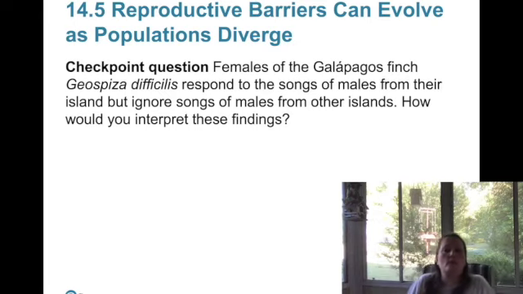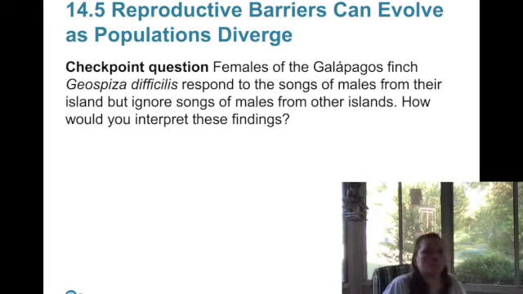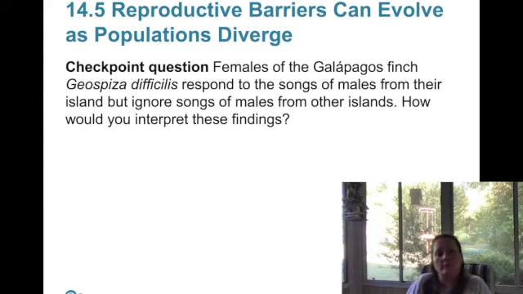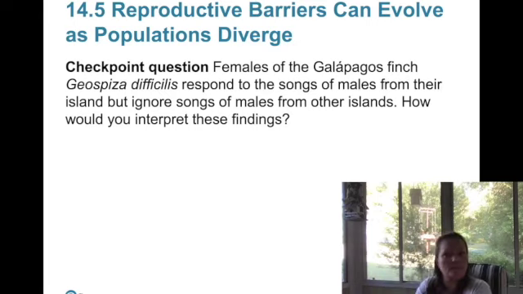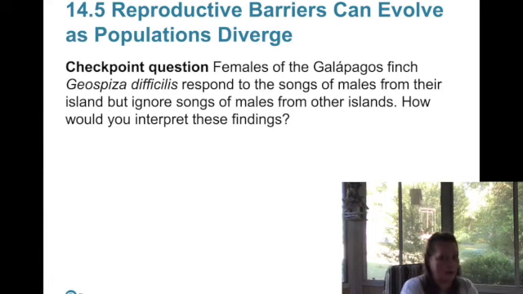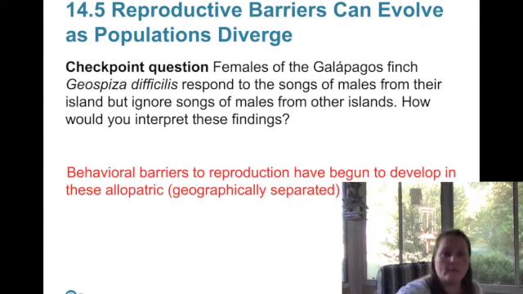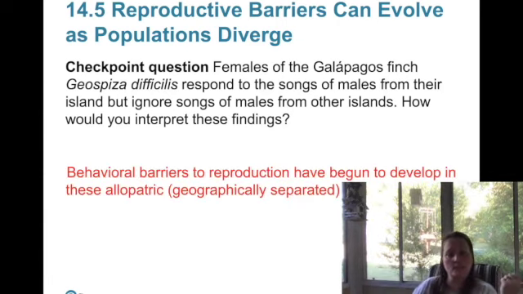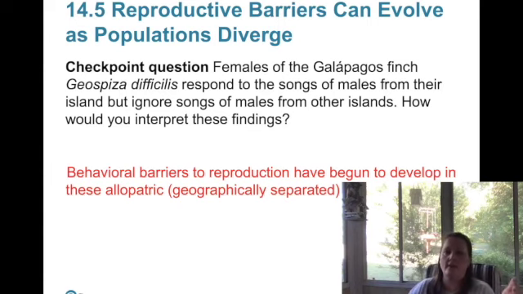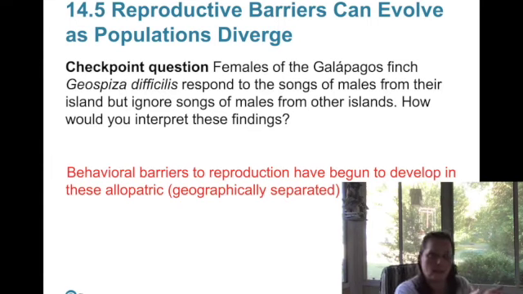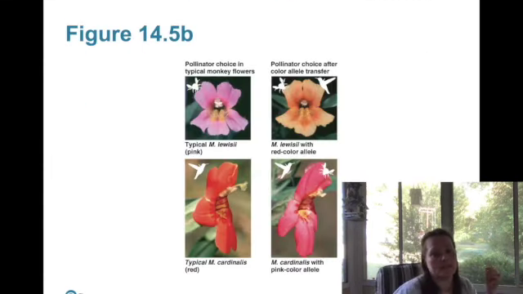Females of the Galapagos finch, there's the name, respond to the songs of males from their island, but ignore songs of males from other islands. How would you interpret these findings? Do you think this might be a reproductive barrier? It's that whole behavioral thing we were talking about just a little while ago. They respond only to their specific song, and that ensures that their little group species continues.